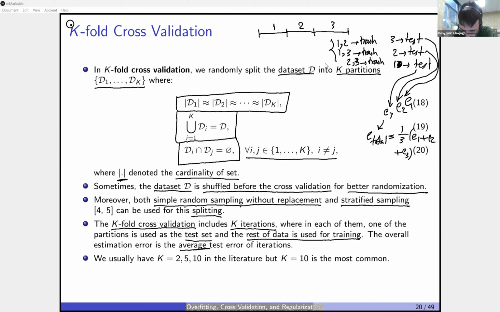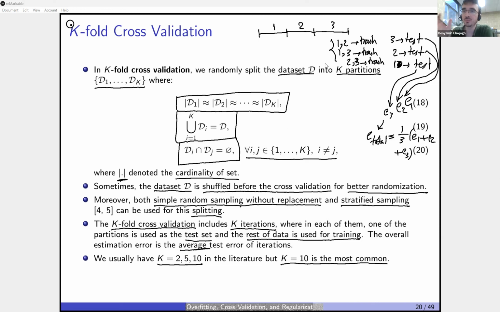We usually have k equals 2, 5, or 10. But k equals 10 is the most common in the literature. So we usually have 10-fold cross-validation. In papers, when people don't do 10-fold cross-validation, for example, they do something weird, such as 3-fold or 5-fold, we usually get suspicious. Why did they do that? Maybe in 10-fold cross-validation, they didn't perform well. So that's why the default is usually 10-fold cross-validation.